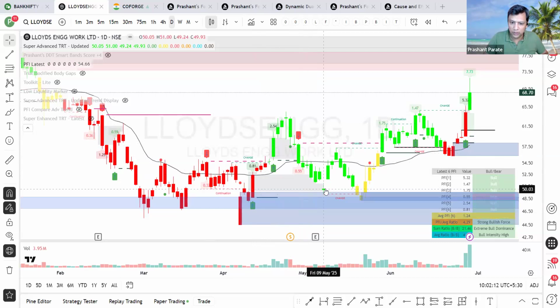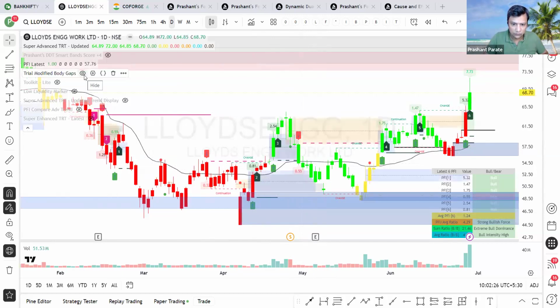In early trend, we look for retracement entry. Force is in our favor. Next, what happened? While coming down, this candle has a PFI number of 0.55. It is less than this. But if you notice, I will print this.